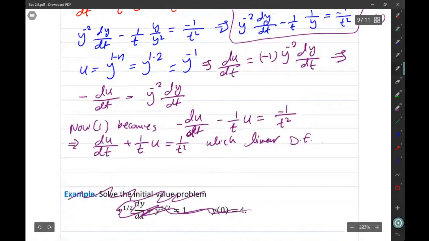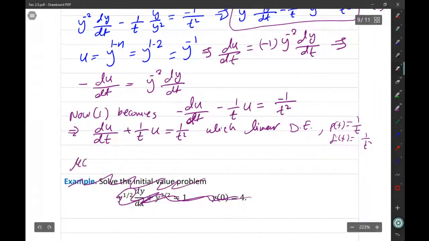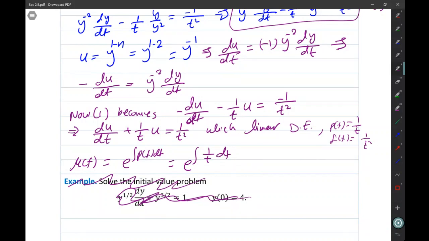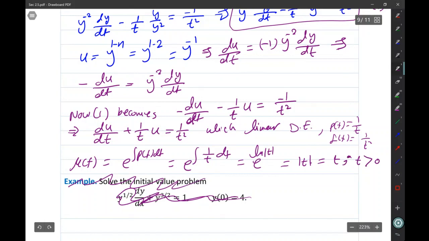Here for this linear equation you have P of t equal to 1 by t, f of t equal to 1 by t squared. You have to find the integrating factor mu of t, which is e to the power integral P of t dt, which is e to the power integral of 1 by t dt. And that becomes e to the power ln absolute t, which is equal to absolute t, and that is equal to t where t should be greater than 0.